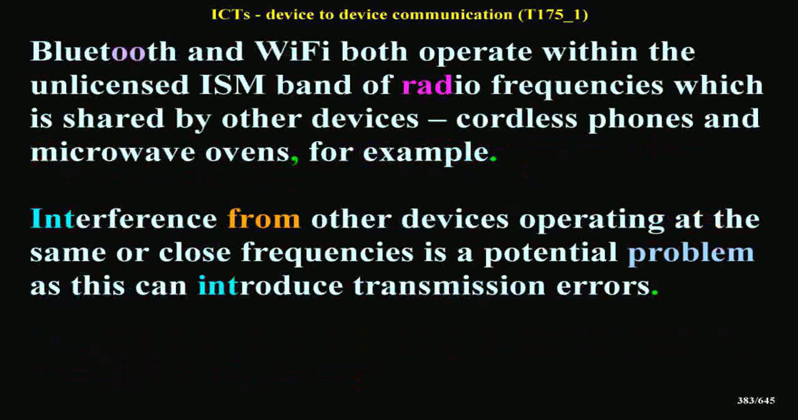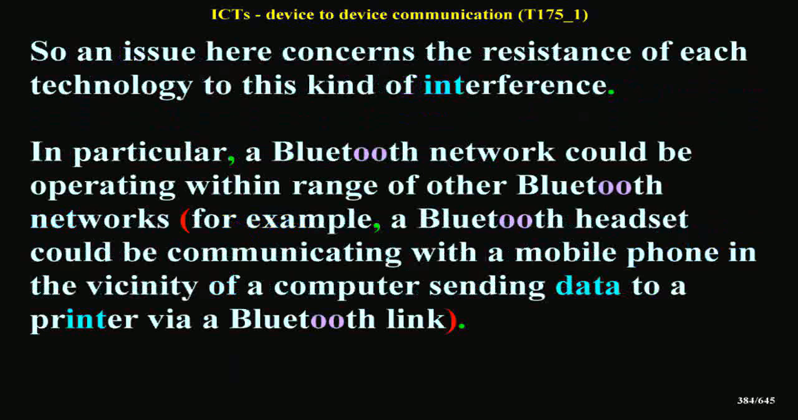Bluetooth and Wi-Fi both operate within the unlicensed ISM band of radio frequencies, which is shared by other devices, cordless phones and microwave ovens. For example, interference from other devices operating at the same or close frequencies is a potential problem, as this can introduce transmission errors. So an issue here concerns the resistance of each technology to this kind of interference.